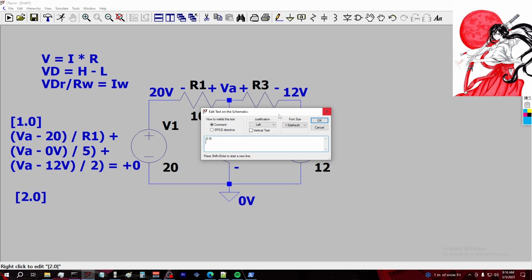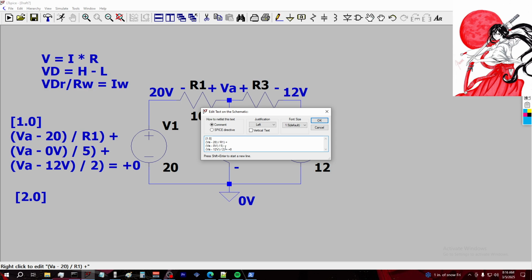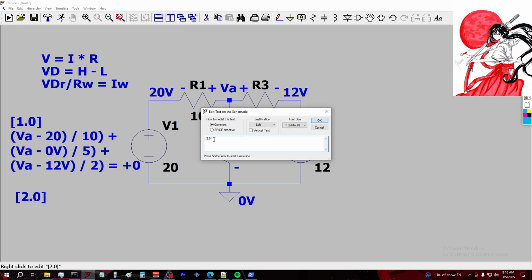Oops, and I did not put R1 in value, so let me do that real quick because I messed up there. R1 is going to be 10 ohms. That is completely my fault. Sorry, guys. All right, so let's start solving. We're going to have VA divided by 10, VA divided by 5, and VA divided by 2, right?